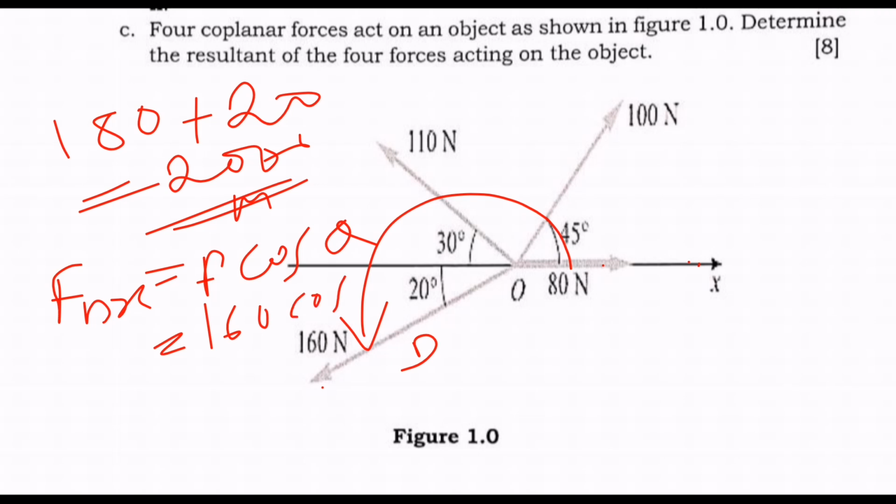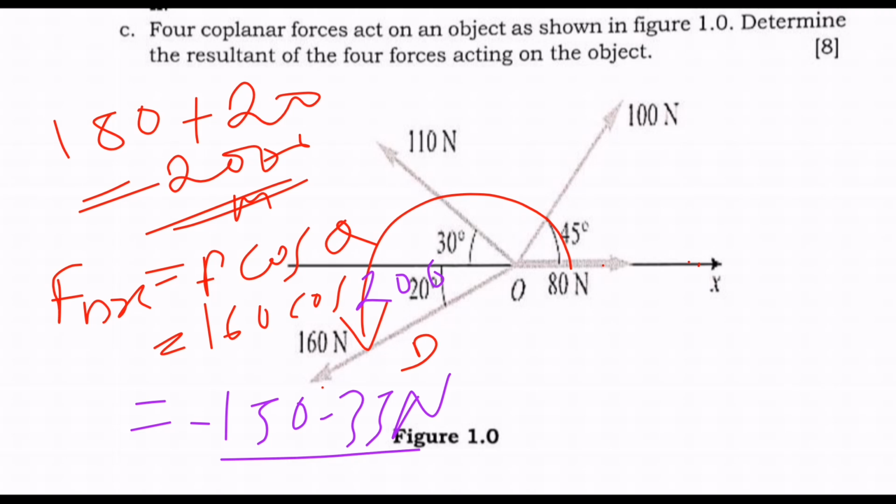So cos 200. When you compute 160 cos 200, it will give you negative 150.85 Newton. Yes, like that. Let's go to the y component.